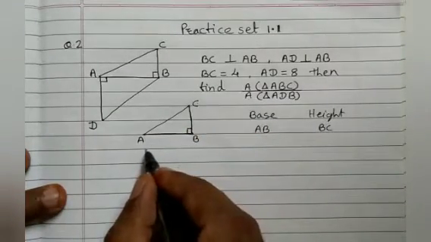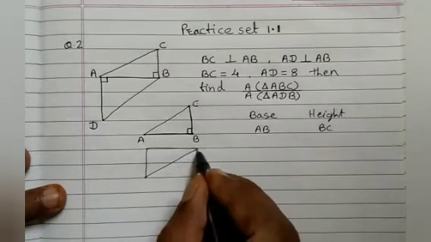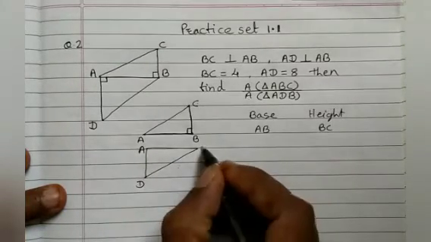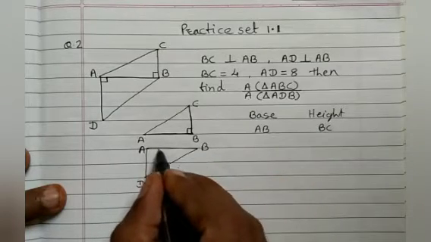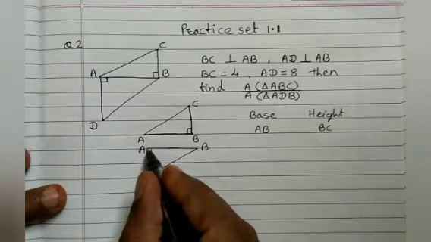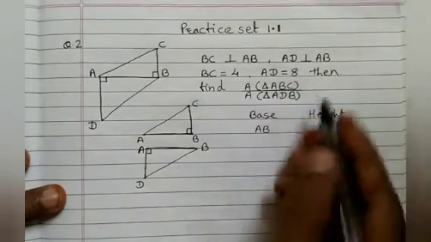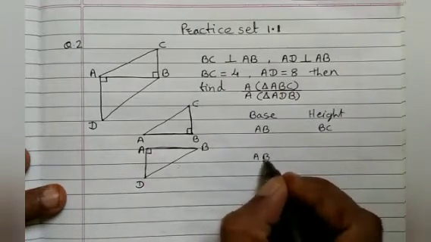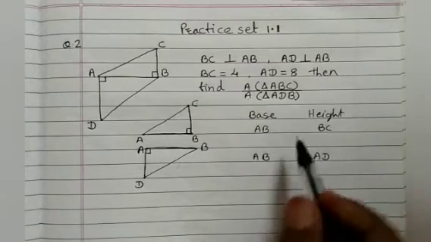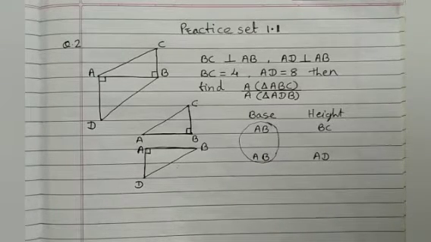Now the second triangle is ADB, which is the downward one. I again draw it separately. A, D, B. If you take AB as base, AD becomes the height, because AD is perpendicular to AB. So here we get AB as base and AD as height. Now check the base. Base AB is common to both triangles.